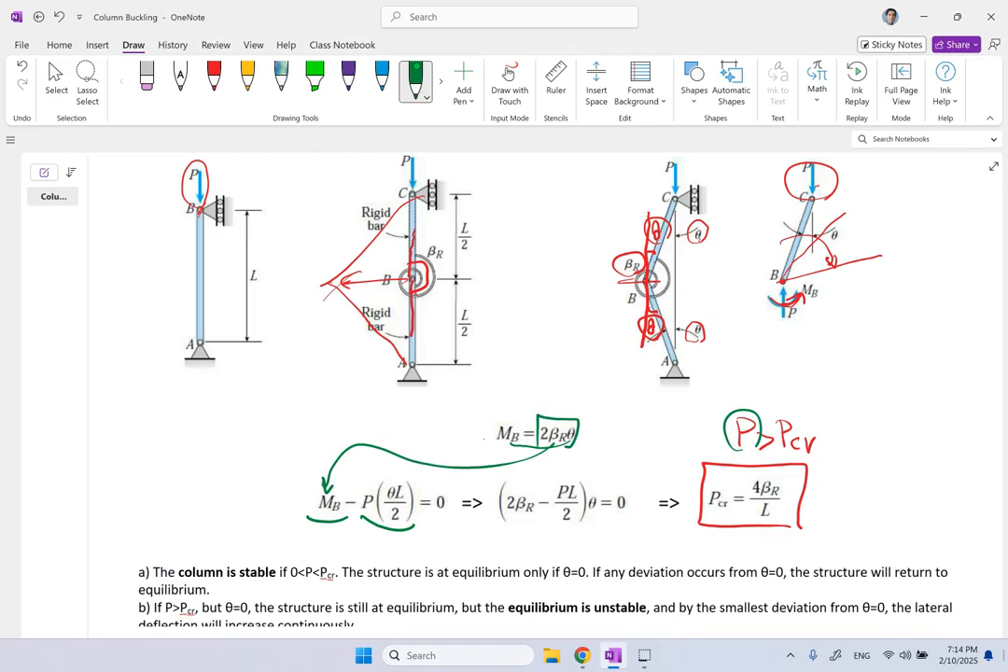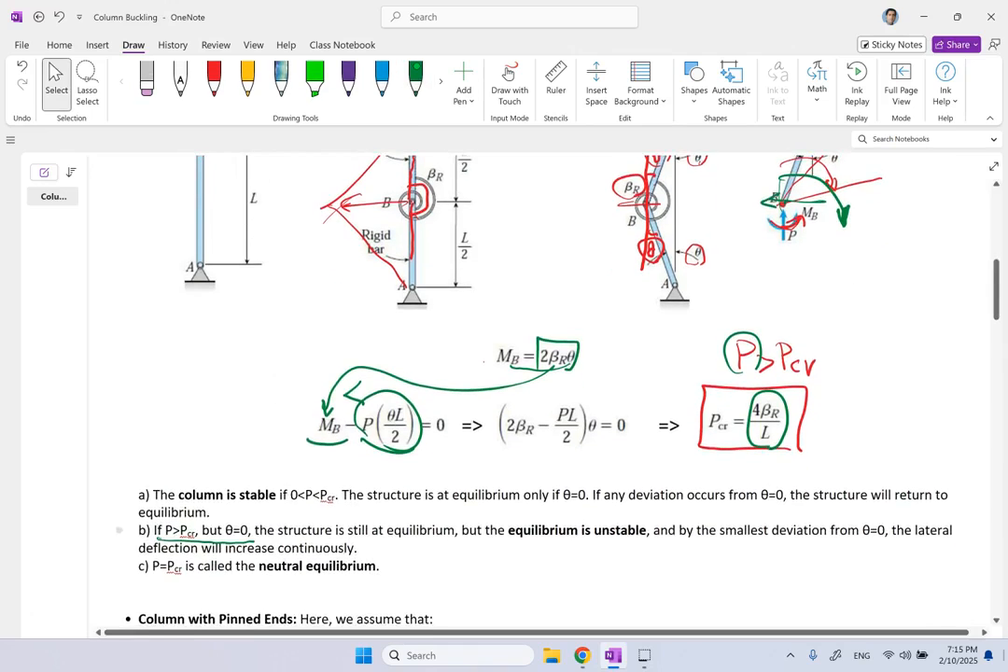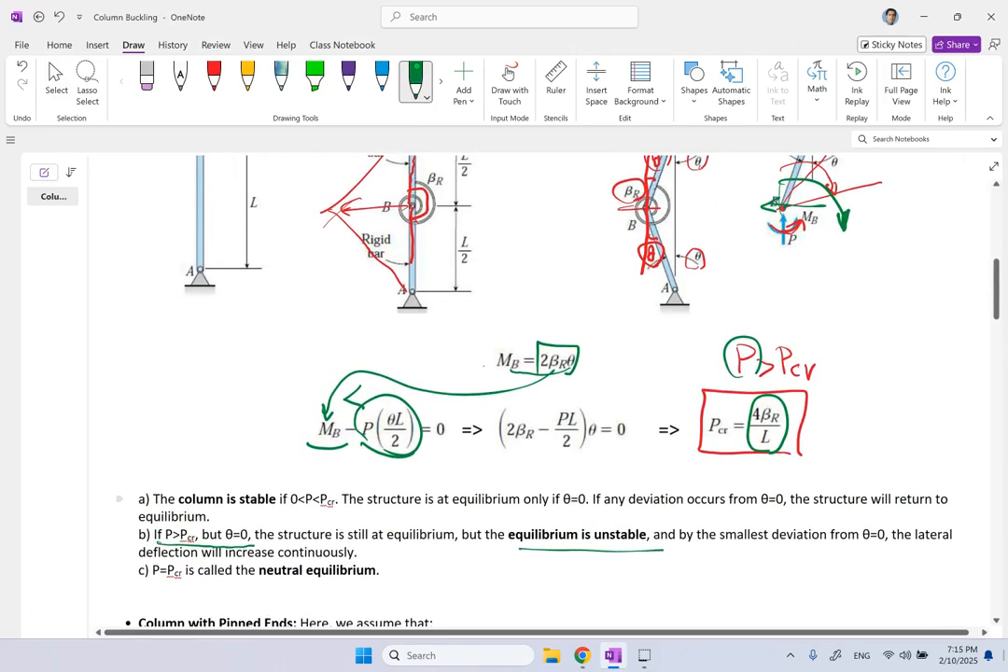Now, when P is bigger than this P critical, clearly this term is going to be bigger than MB. So the total moment about B is going to be counterclockwise, and counterclockwise means this deviation is going to continue to increase and the system goes unstable. So the system starts laterally deflecting more and more until it collapses. So that is what I just discussed here, that if P is bigger than P critical, the system is unstable.